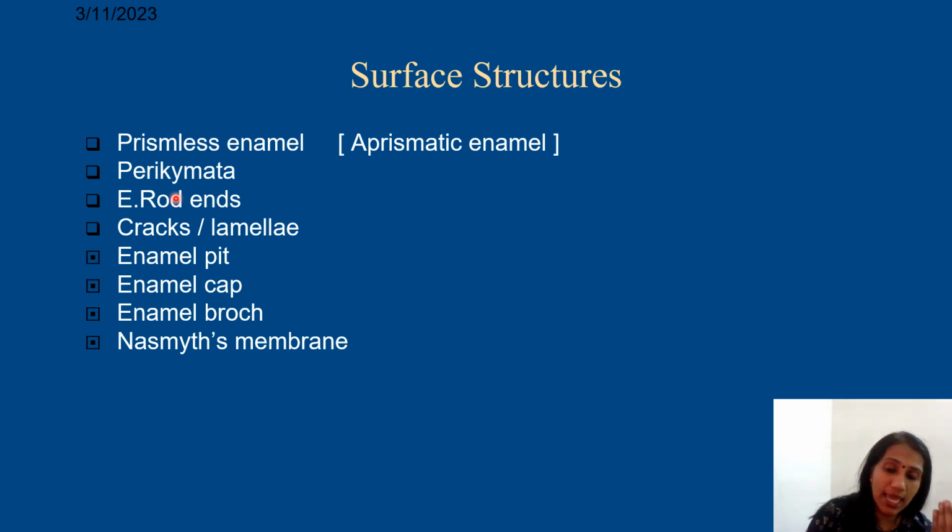And if you take an electron microscopic view of the surface of the enamel, you can see rod ends, cracks, enamel pits, enamel cap, and enamel brooch. So this is seen under the electron microscope. And you have another thing which I already told you, which is a hypomineralized layer or an organic matrix called Nasmyth's membrane, which is covering the surface of enamel.